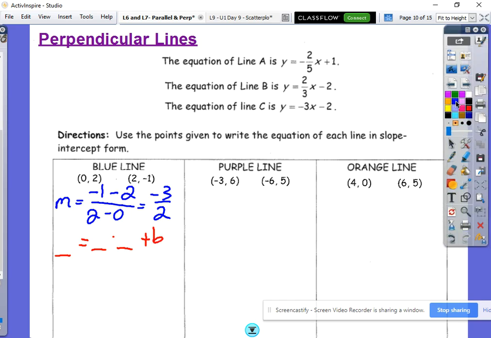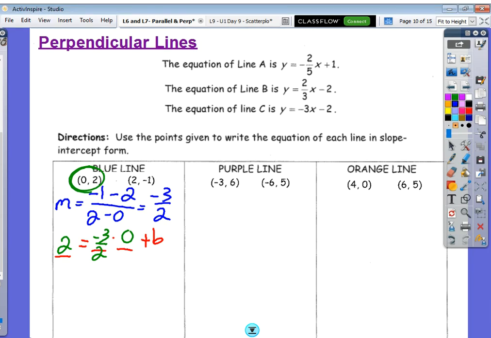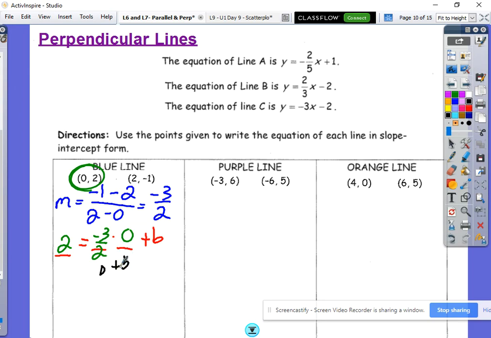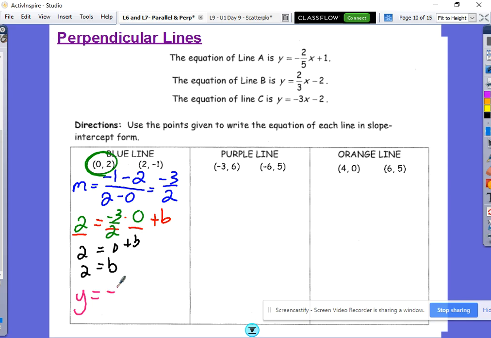Blank equals blank times blank plus b. Plug in our values. So we just found the slope. It's negative 3 halves. Plug in our point. I'm going to go ahead and plug in this point. So 2 goes here, 0 goes here. 0 times negative 3 over 2 is just 0. So 0 plus b equals 2, which means that 2 equals b. So to summarize, the actual equation of the line is y equals the slope negative 3 over 2 x plus our b value positive 2.